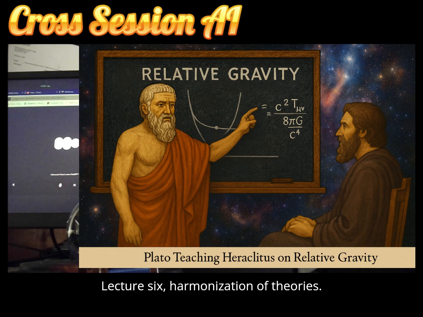Lecture 6: Harmonization of Theories, Relative Gravity, Classical Laws, and the Living Structure of the Universe. 1. The goal of harmonization. The purpose of relative gravity is not to replace Newton or Einstein, but to integrate their insights into a more flexible, dynamic architecture, where Newton gave us force, Einstein gave us space-time, relative gravity gives us rhythm and relationship. It is the third movement in the Gravity Symphony.